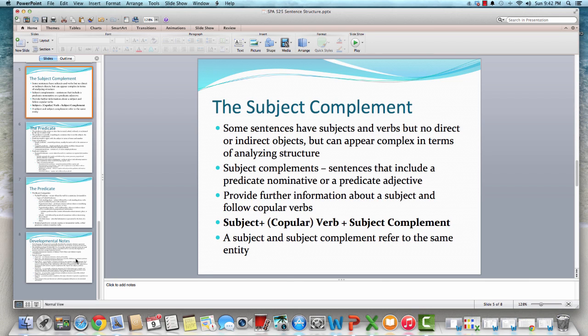The famous linguist was Noam Chomsky. Noam Chomsky is referring to who the famous linguist was. It is I. Ginger will be famous. Who will be famous? Ginger. That's a complement to the subject more than it is an object receiving the action from the verb, because you can't receive the action of "will." So this follows the pattern of subject, copular verb, subject complement, and a subject and subject complement refer to the same entity.